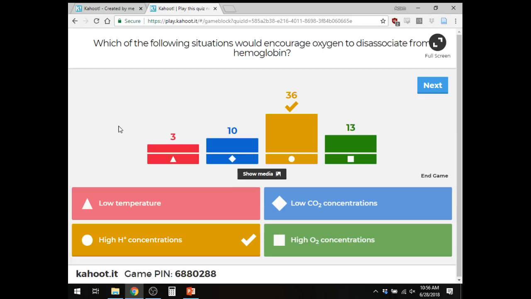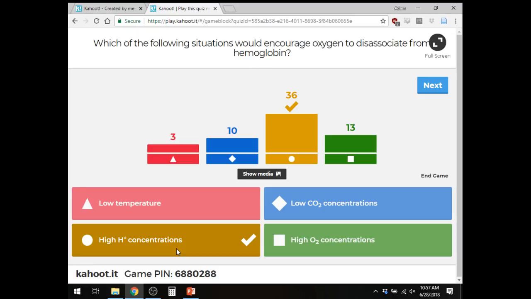Low CO2 concentrations, that would not be the case necessarily, because if I had low CO2 concentrations, what do you think that would do to the pH of the blood? It would make it more alkalotic, right? Because low CO2 means we're going to have fewer hydrogen ions there. Remember, with high hydrogen ion concentration, the pH should be low; in this case, you're acidotic.